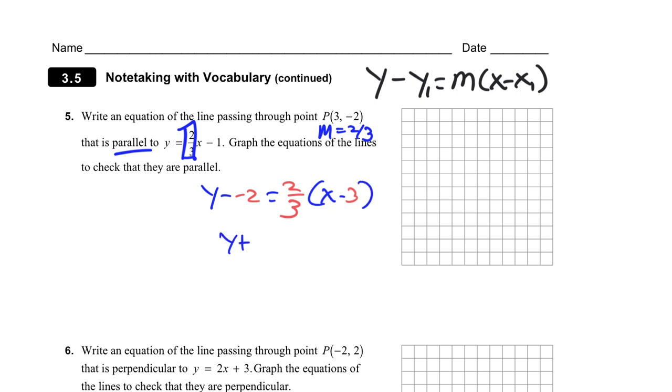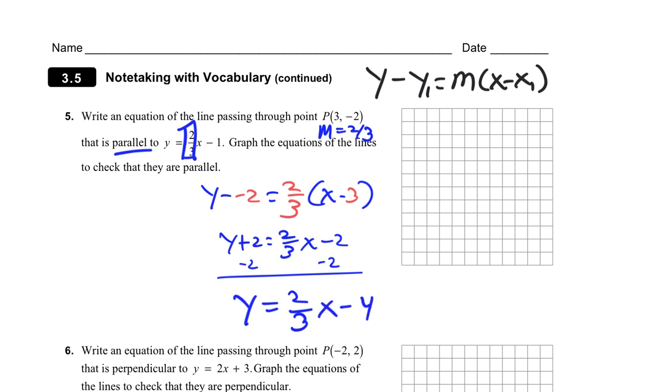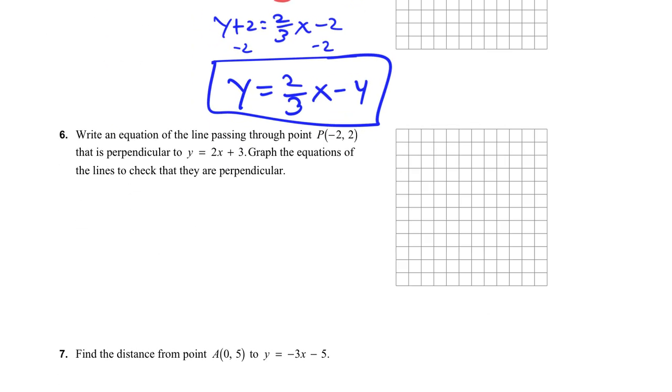So this is going to be y plus 2 equals 2/3 x. I'm going to multiply not only by the x, but I multiply by the -3. I'm going to get -2. And then I can subtract 2 from both sides, and my equation is going to be y equals 2/3 x minus 4. Now, if I did perpendicular, I would do the same thing, but I'd want to use a negative reciprocal slope. So on number 6, which I'm not going to do, I see my original slope was 2, so I'm going to use a slope of -1/2, which is the negative reciprocal.